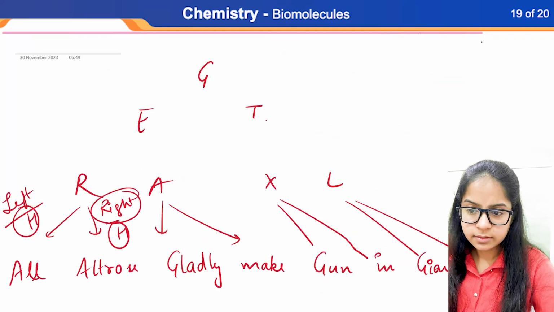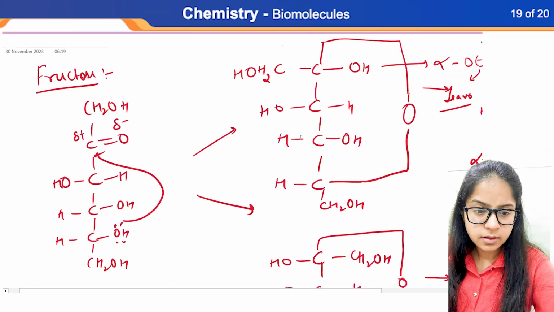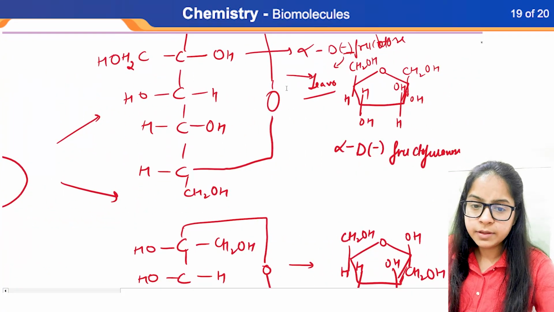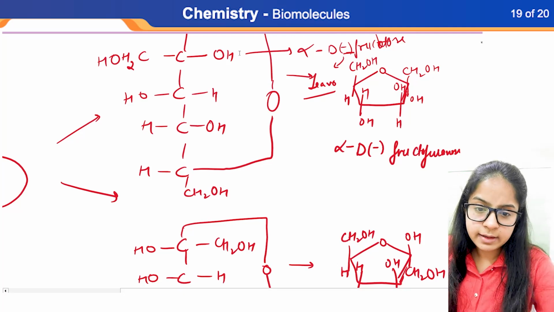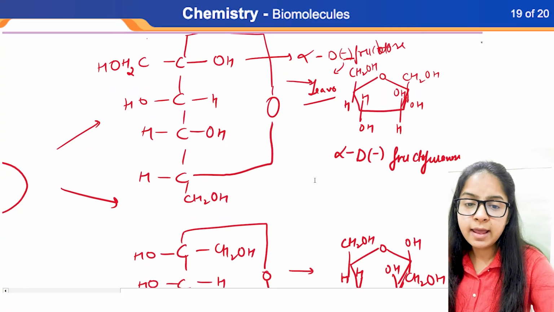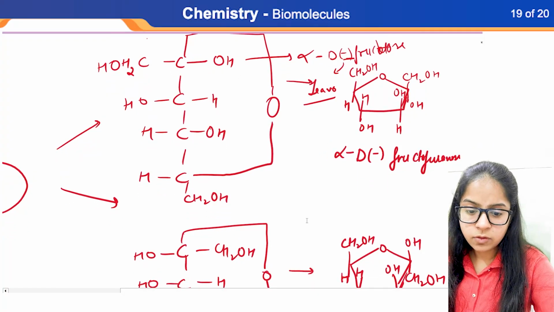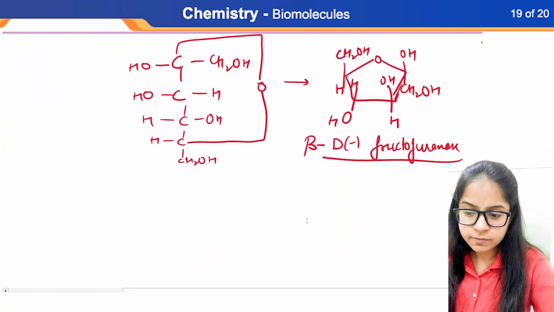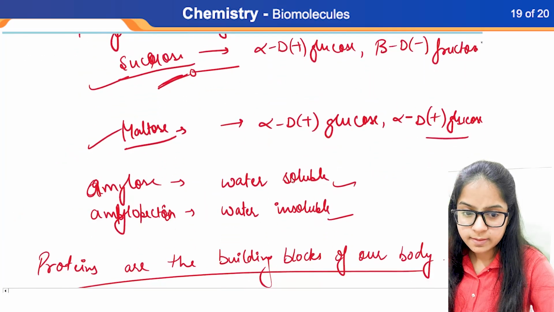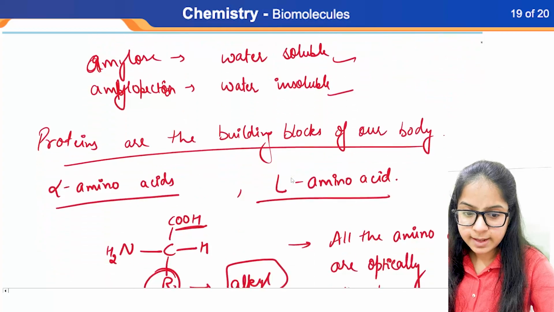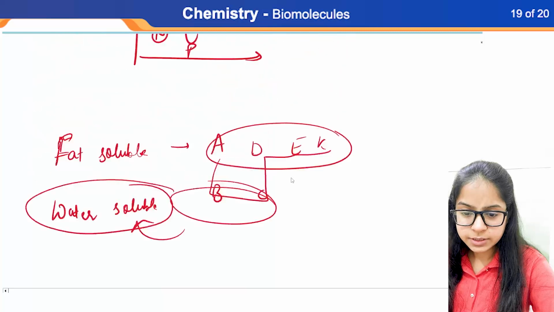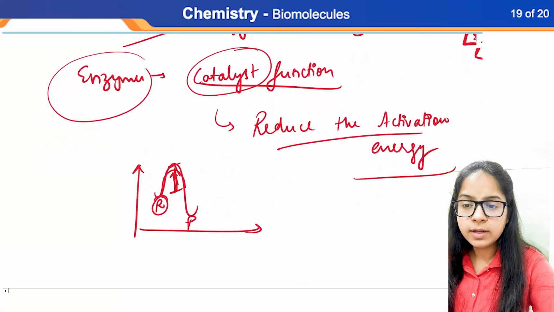Next one is the ninth, this one. I told you how to make the structures. Write down, remember the trick, write down. Alpha is when OH is on the right side. These are some of the important points. That is the anomeric carbon. If OH on the right side, OH on the left side, you will get this beta D minus fructofuranose. Glycosidic linkages, amylose and amylopectin. Primary structure, secondary structure, the lock and key model I have explained.